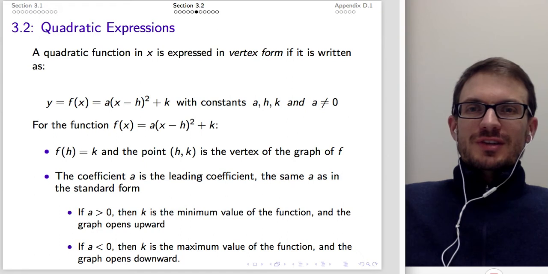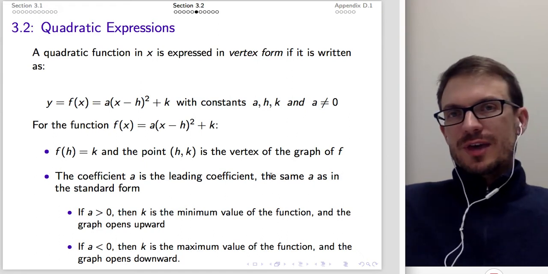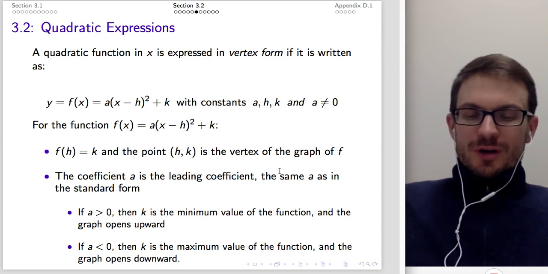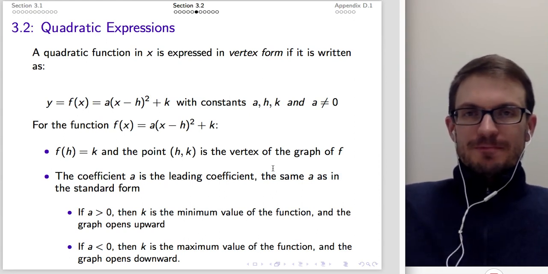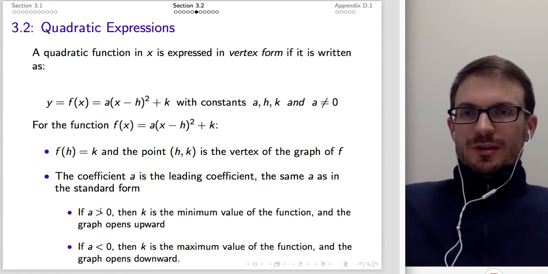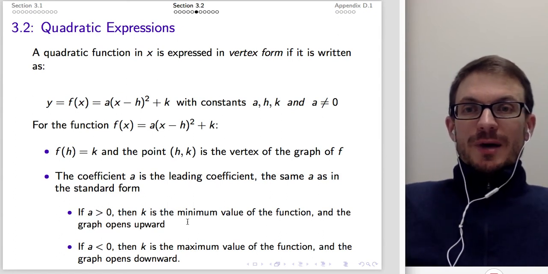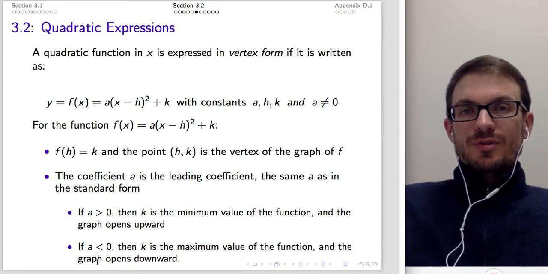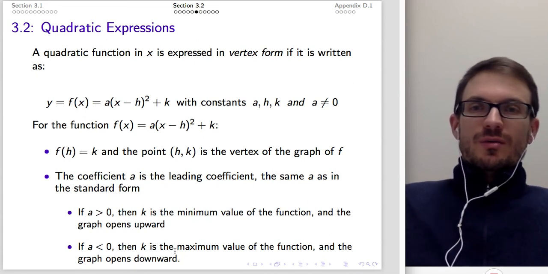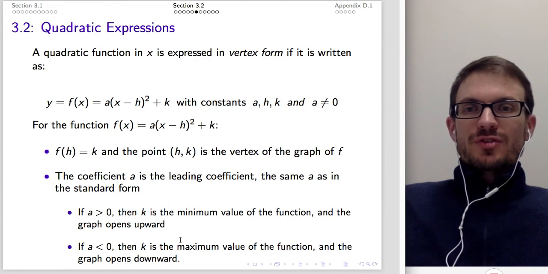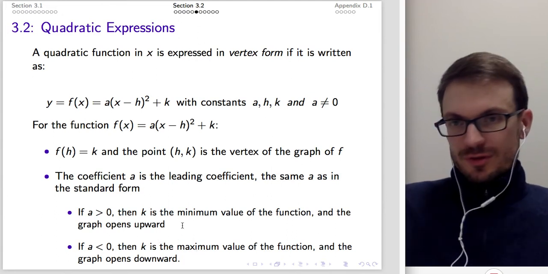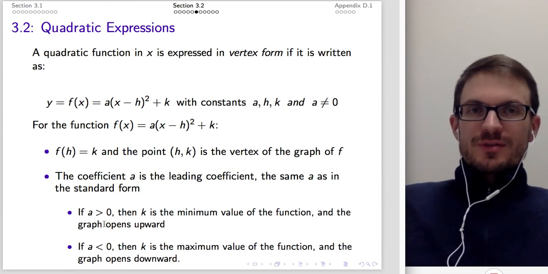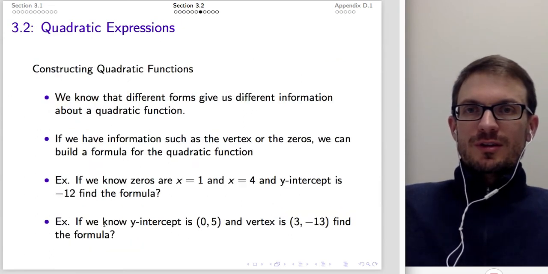The coefficient a is the leading coefficient. It's the same as the a we had in standard form. Right? Remember, standard form was just ax squared plus bx plus c is equal to f of x. Again, if a is positive, then k, our vertex, is the minimum value of the function, and the graph opens upward. If a is negative, then k is the maximum value of the function, and the graph opens downward. This is just the more formal, more rigorous way of saying what I had just previously mentioned.